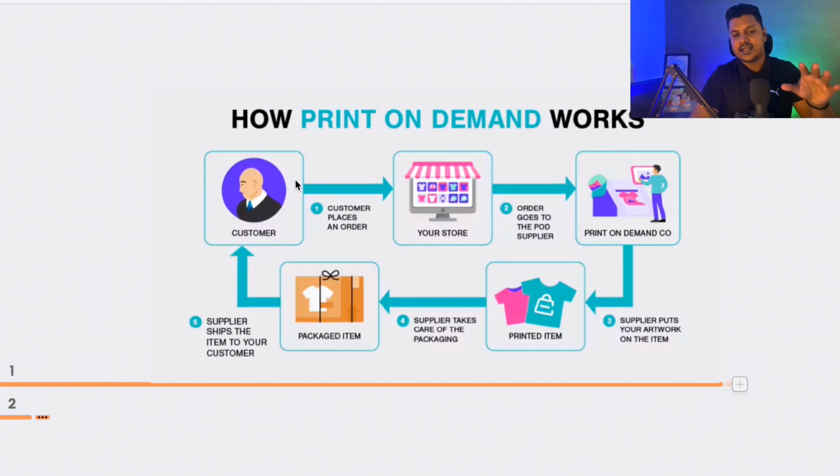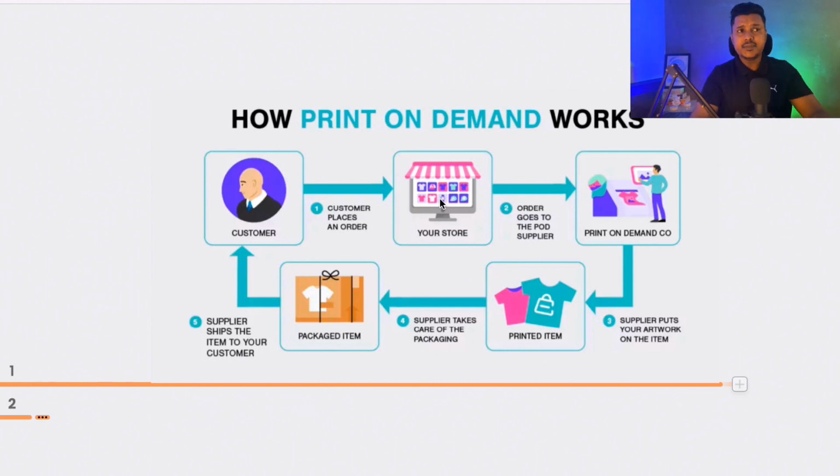So very first step, the customer is going to come to your website. Okay, so your store means your website. The customer comes to your website and places an order. And once you get the order, you transfer the order to the print on demand supplier, right? Once you transfer the order, the supplier is going to put your artwork or your designs onto a t-shirt or a hoodie or whatever the product could be. They're going to print it. And once the printing is done, the supplier takes care of the packaging, and once the packaging is done, the supplier ships it directly to the customer in your name. That is how the print on demand business model actually works, right?